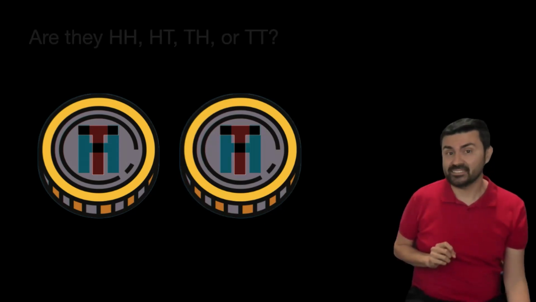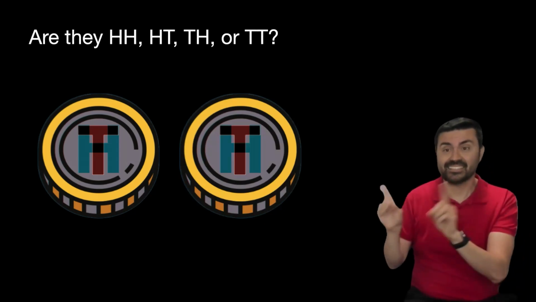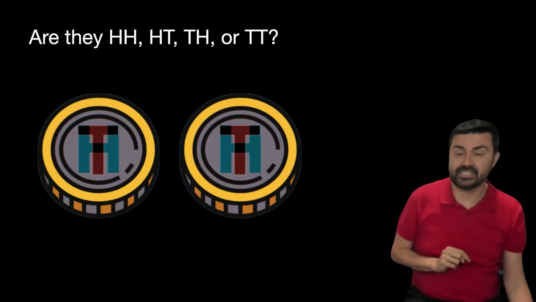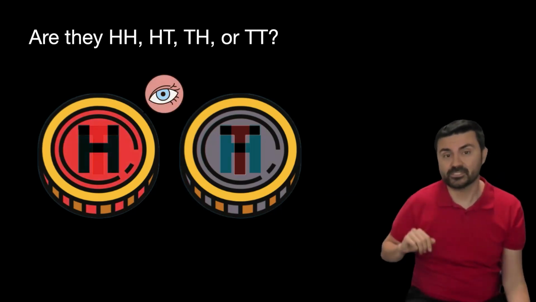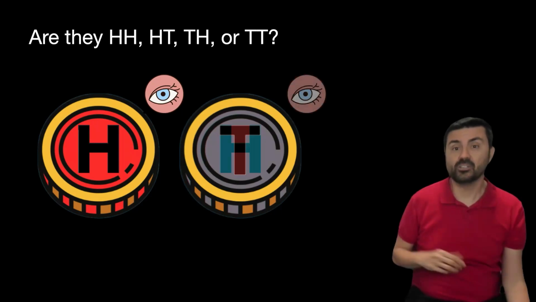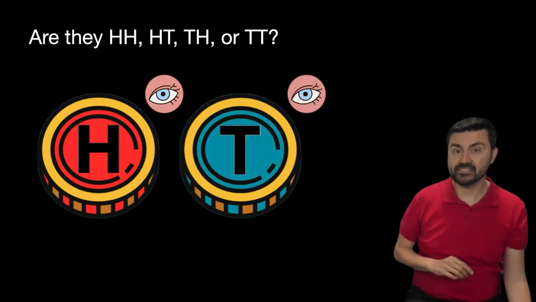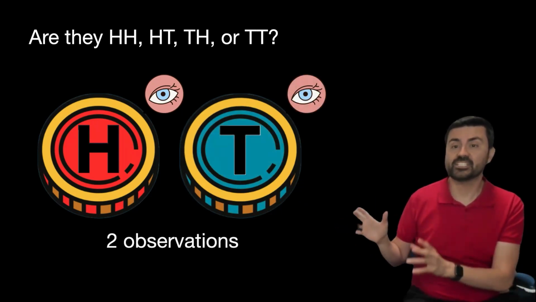They could be heads or tails, and I want to find out if they're heads heads, heads tails, tails heads, or tails tails. How many observations do I need? Well, I need to at least look at the first coin to see if it's heads, and look at the second coin to see that it's tails, and two observations did the job. Now, why is that the speed limit?